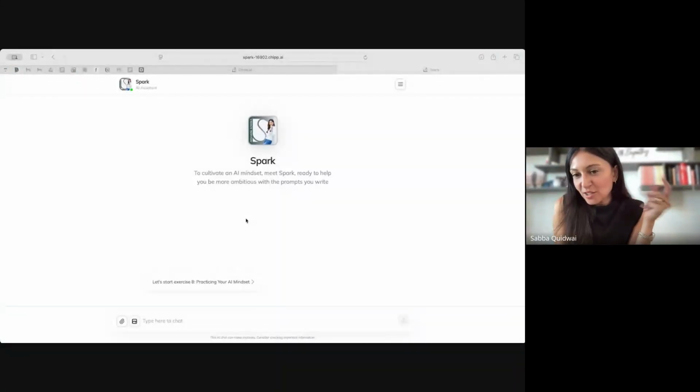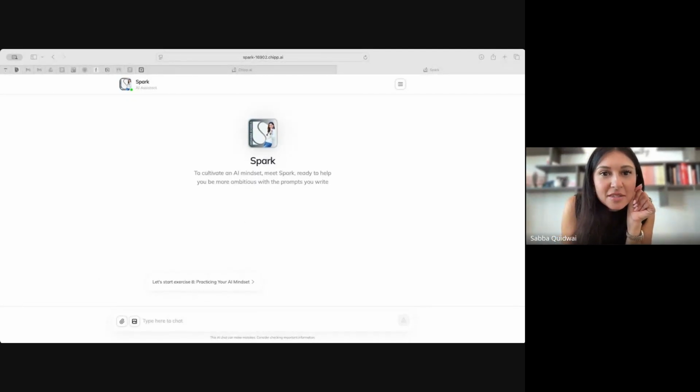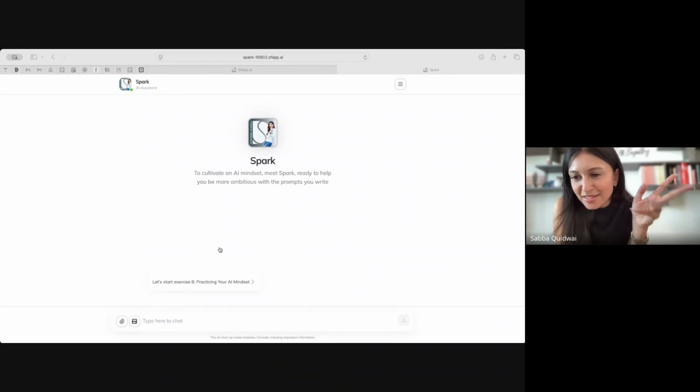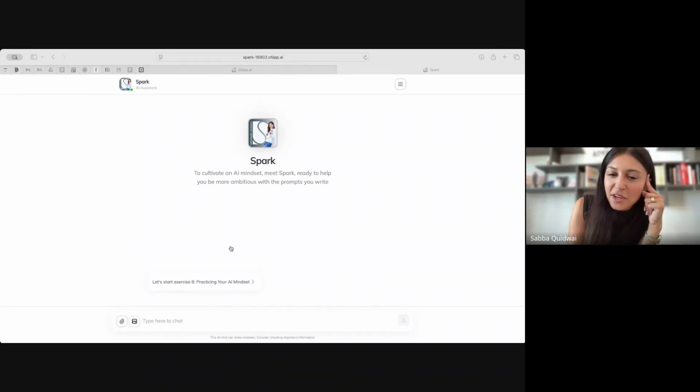So when I say let's use an AI teammate, this is basically what I mean. This is a teammate that is trained in the Spark method. When you come over here and you click, let's start this exercise. It says exercise 8 because these are from my book. But let's come here and we click start exercise 8.